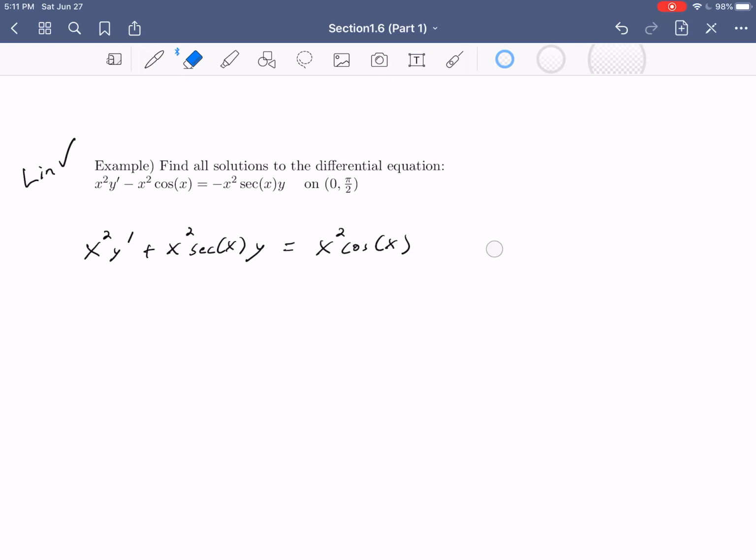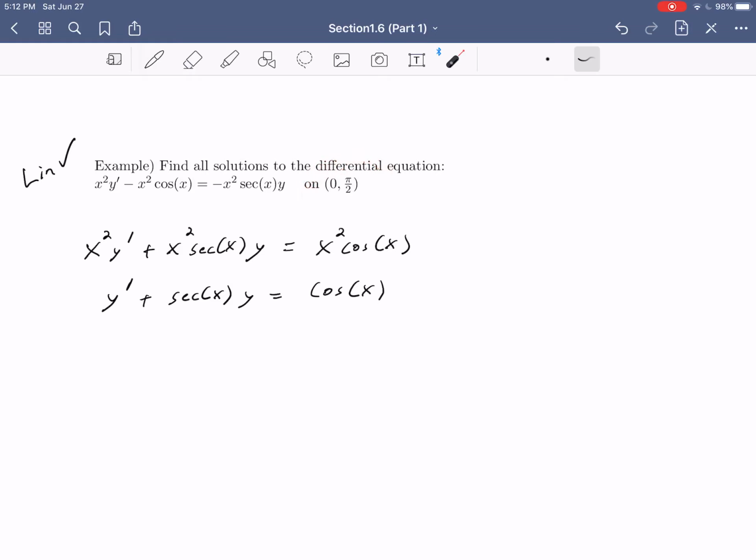We don't really need to make any comment. To actually put it in standard form, we need to divide by the x squared. So let's go ahead and do that. That's nice and easy because everything has an x squared, so it won't make things very complex. Secant x times y, cosine x. Do we need to make a note of x not equal to 0? Well, again, normally we wouldn't even be that concerned because that's the independent variable.